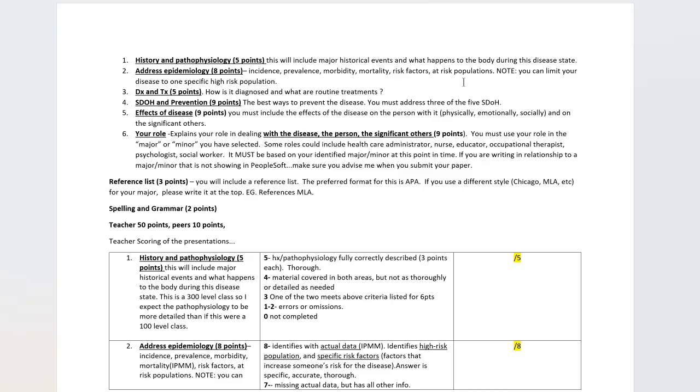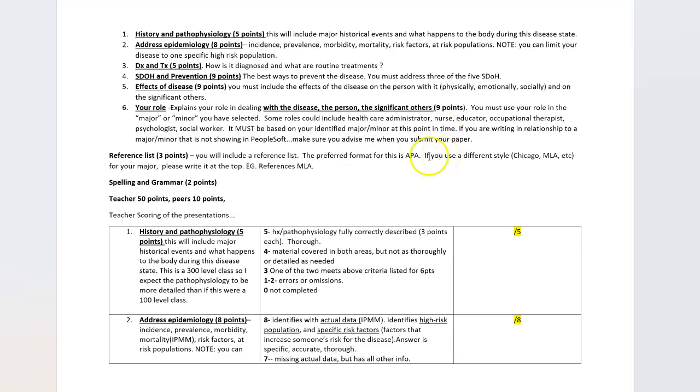You are creating a project that you would actually use with a population that you would give to them or that they would use. Diagnosis and treatment, social determinants of health and prevention, effects of the disease, and your role. And so let's go through here. Reference list, spelling and grammar.